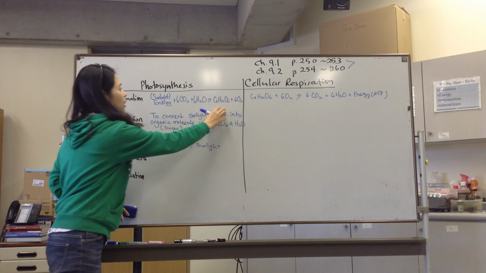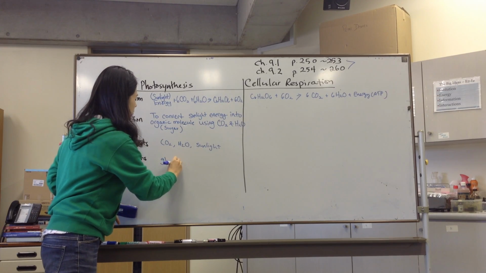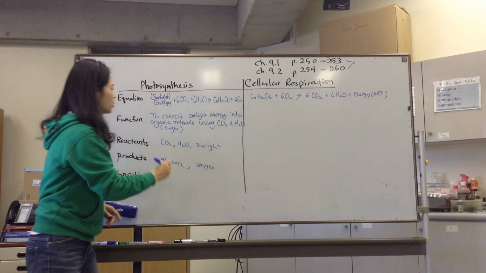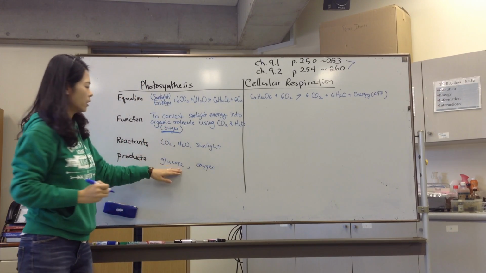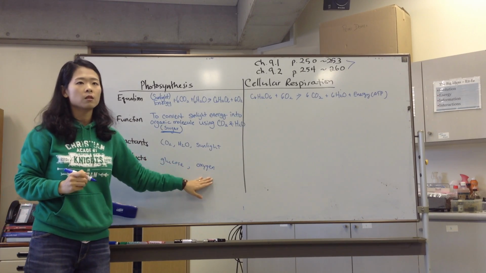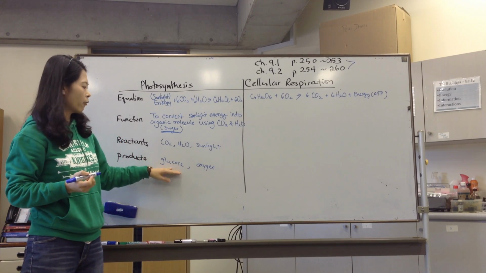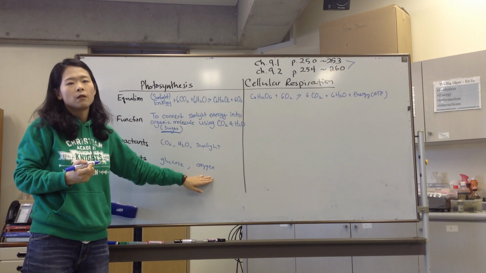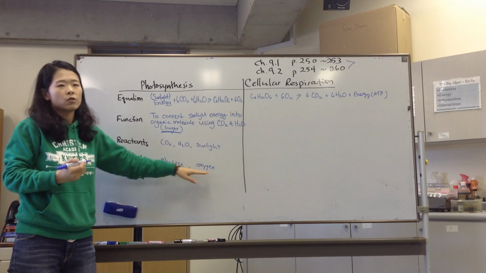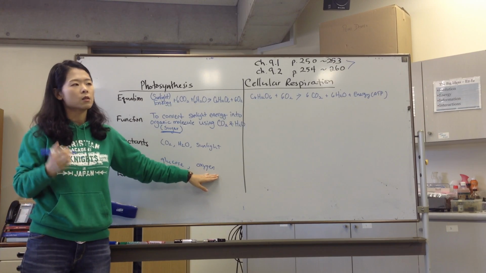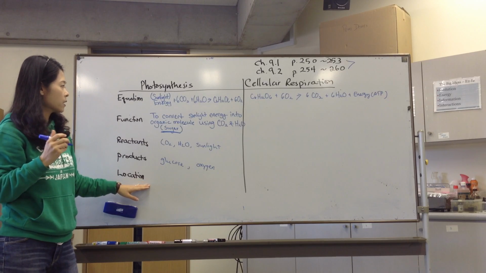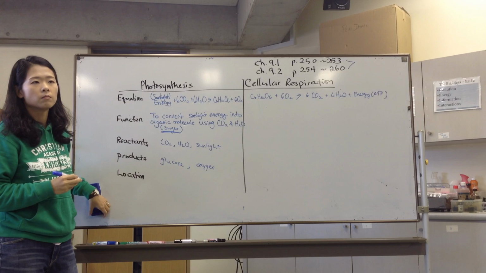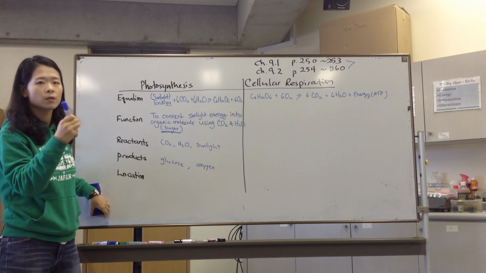Products are glucose and oxygen. The overall goal is to make sugar. Oxygen is a byproduct. In the process of making glucose, it makes oxygen. In order to make glucose, oxygen just comes along, so this is called a byproduct. All right, where does this happen? Within the cell. The chloroplast.